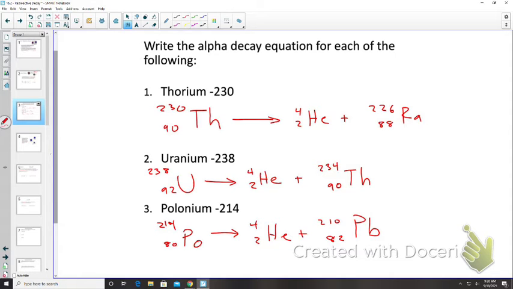Now, you guys are going to come across the terms parent nucleus and daughter nucleus. The parent nucleus is what we have before the decay, and the daughter nucleus is what we have after the decay. So I'm just going to go ahead and identify my parent nuclei. Our daughter nuclei in these questions are not going to be the alpha particle, but the other element. So thorium will be my daughter nucleus in example 2, and lead will be my daughter nucleus in example 3. All right? So that is alpha decay.